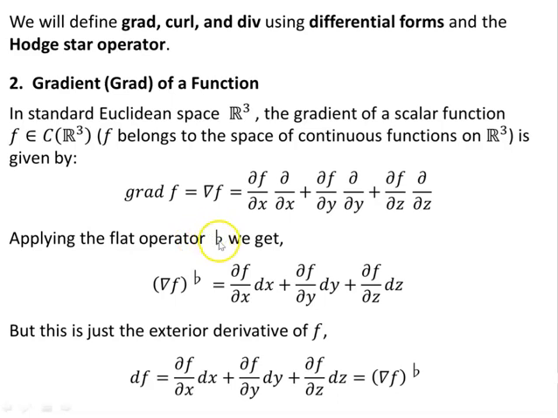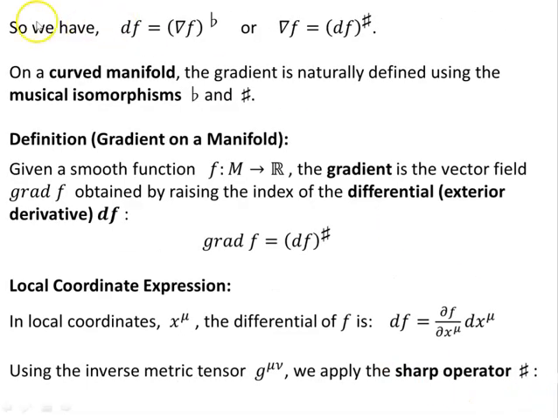Applying the flat operator, we get the flat of this. We produce the same object, just instead of the basis tangent vectors, we get the basis covectors or basis one-forms dx, dy, dz. But this is just the exterior derivative of f. So df is just this, which is the gradient vector flatted under the flatting operator. All right. So we have df is the flat of the gradient vector, or the gradient vector is the sharp, that's the raising operator, of df.